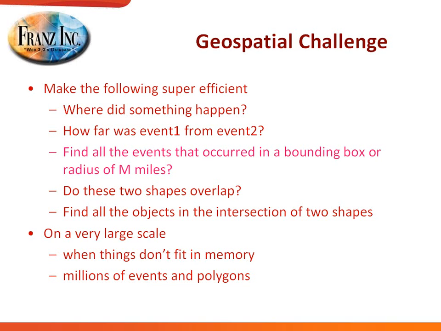So we've created a 2D indexing structure that's actually more efficient than an R-tree, for the geospatial people, to find all objects that happen within a particular radius. And then we deal with polygons, and we wanted to deal with the intersections of polygons. And of course, it has to happen on a really large scale when things don't fit in memory, and when you have millions of events and polygons. So that was the challenge, and I think we've now met most of these challenges in our geospatial database.